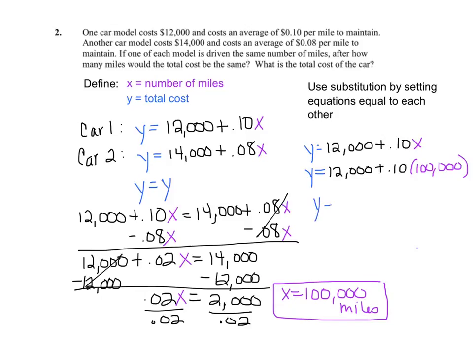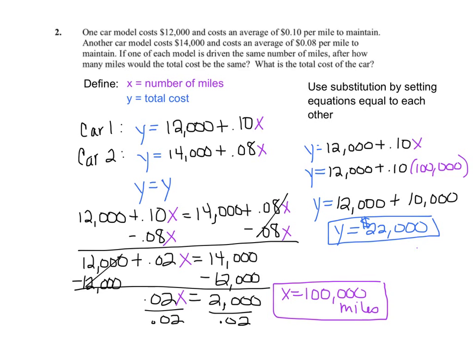So now we have y equals, and you're going to multiply 0.10 times 100,000, which gives you 10,000. And our last step is to add. So we have y equals, our total cost is $22,000. So now that we solved, we can define our x value, our number of miles, is 100,000. And our cost, our y value, is equal to 22,000. Okay, let's do one more example together.